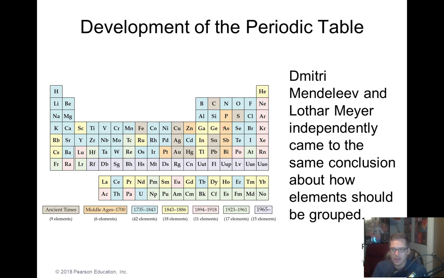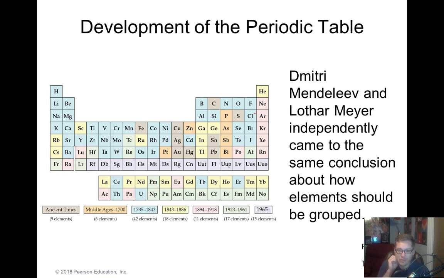Dmitri Mendeleev is the guy that gets the credit most for developing the periodic table as we know it today. Lothar Meyer, for whatever reason, even though he did almost the exact same thing at almost the exact same time, kind of gets put on the back burner. If you ask people who developed the periodic table, they'd say Mendeleev. But it's interesting that they both came up with it. They both organized the periodic table based on atomic mass. Now we have the periodic table based on atomic number, but back then they didn't really know about the protons, so they didn't have that to measure it by. So they used the mass of the atoms instead.